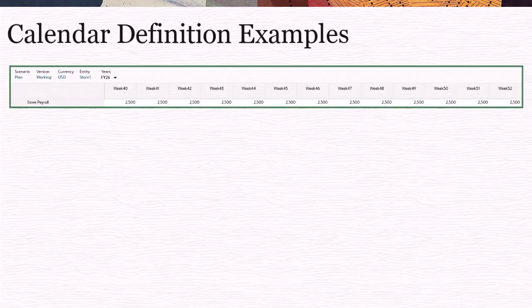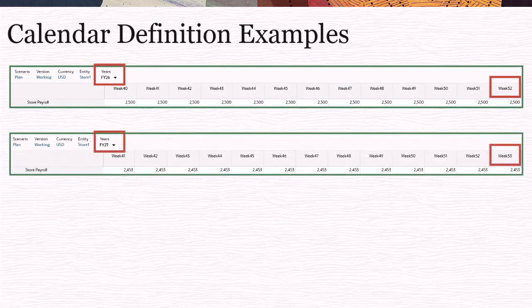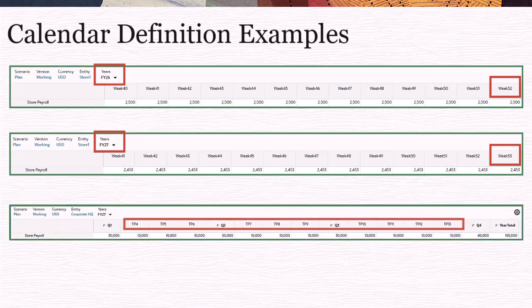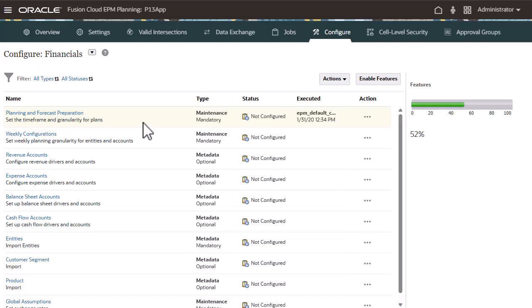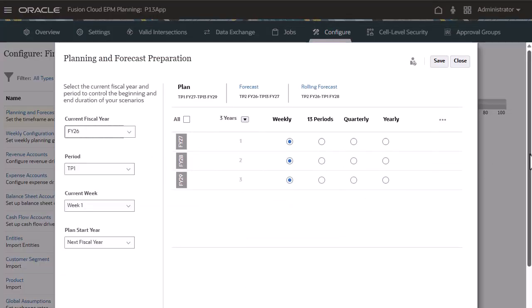Your calendar definition applies across the application. Forms, dashboards, and date-based calculations use the 13-period structure. This helps planners work with the same period logic when they review results, enter forecast values, and compare performance across years. In financials, configure planning and forecasting granularity by year.